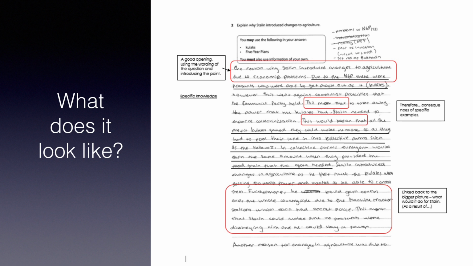They've selected specific examples, and that wider knowledge is shown here with machine tractor stations, collectivisation, and thinking about the secret police as well. So this candidate carries on in exactly the same way throughout this answer, and you can find these, like I said, in the examiner's reports.